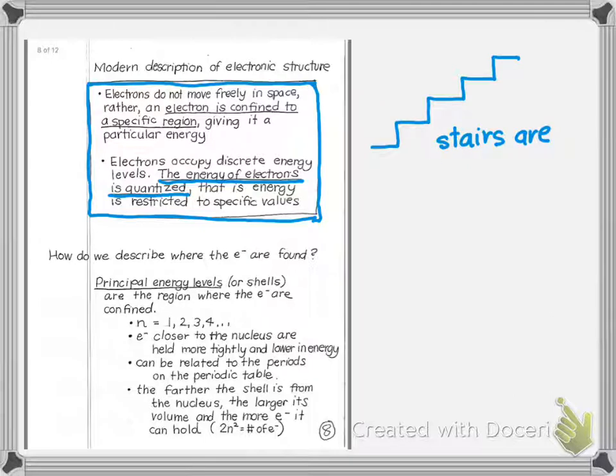So if you think about walking up a stairway, you have your foot, and you have to put your foot on a step. I could put my foot on this step, right? But if I put my foot up here above the second step, what is it going to do? It's just going to fall right back down to that step there.